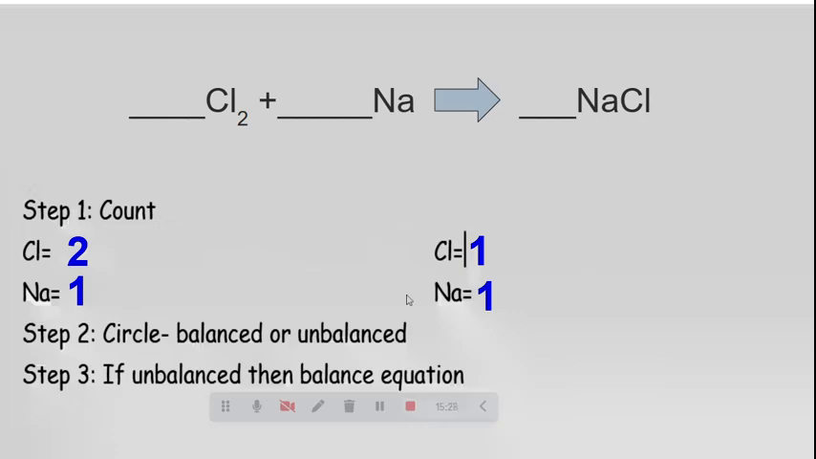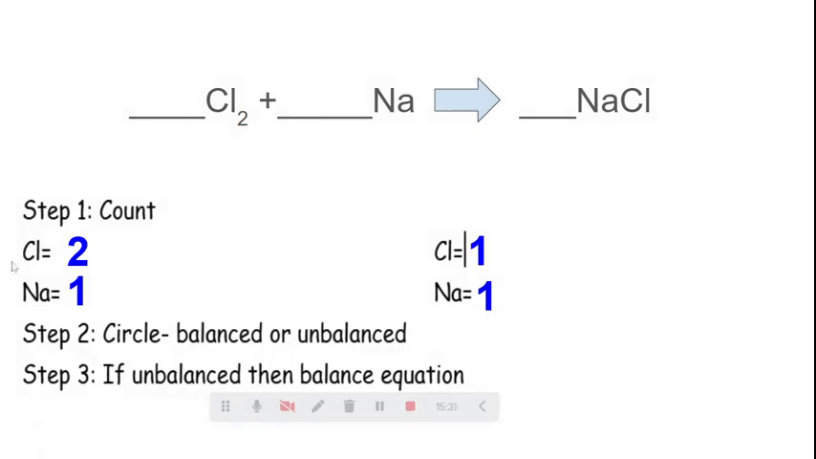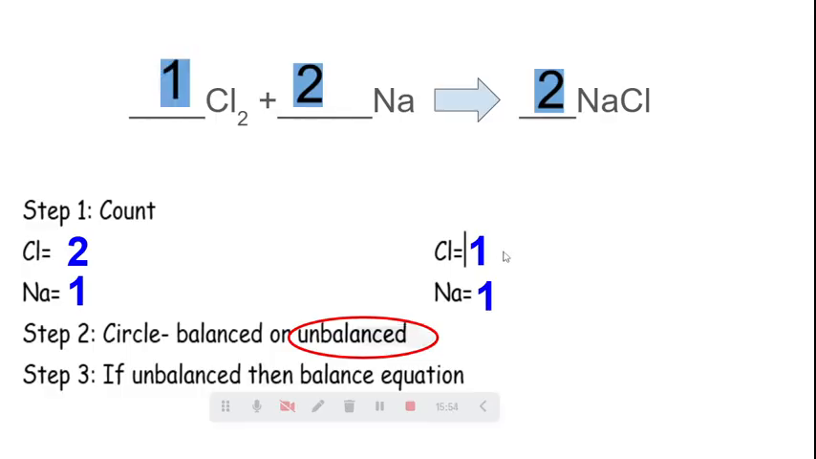So let's look to see if this is balanced. I have 2 and 1, 1 and 2. It is not balanced. I have more chlorine on this side. So this is an unbalanced equation. If this is unbalanced, then we need to fix it. And how are we going to fix this? Over here, we have 1. Well, how do I get to 2? I'm going to times this by 2. So I have 1 times 2, which is going to give me 2 chlorines. I have 1 times 2, which is going to give me 2. So I put a 2 here, and now that's going to change these.